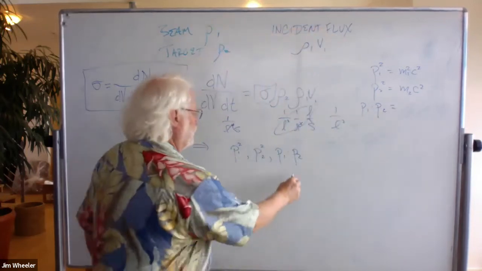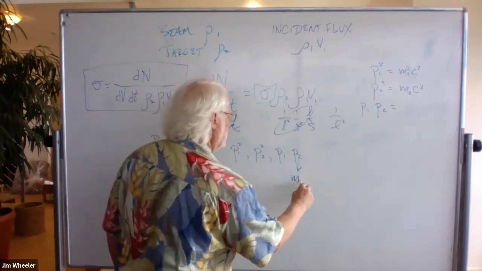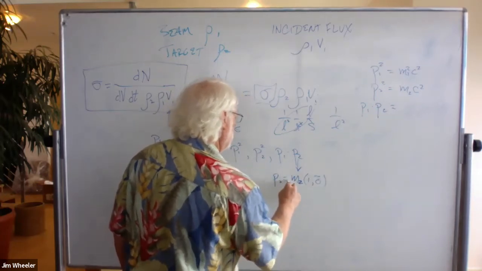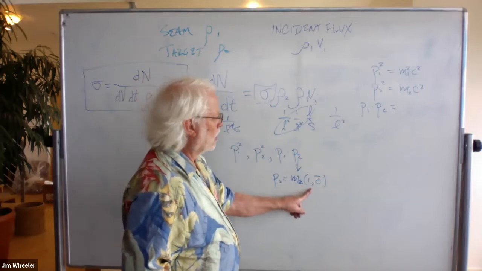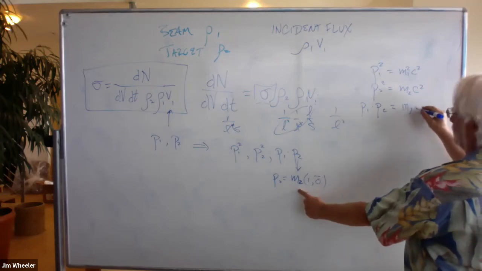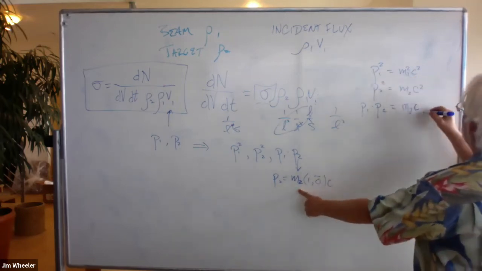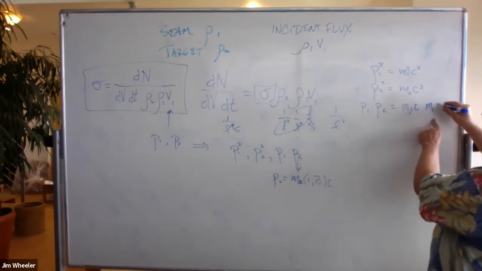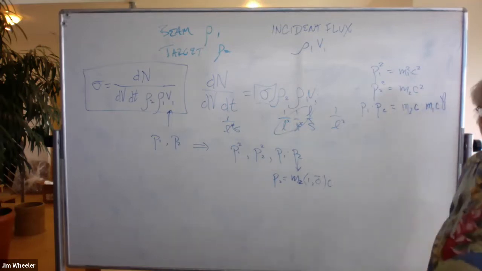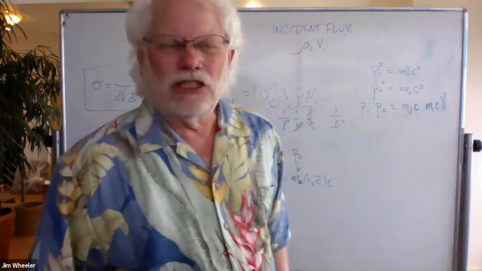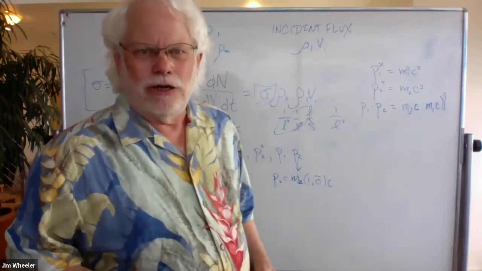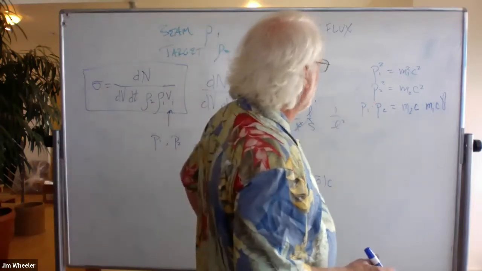Remembering that we're in the rest frame of P2, so P2 can be written as M2, 1, 0. So the dot product only picks out the time part. Well, that means that we get M2 times C, and then the time component of P1 is M1 times C times gamma. And this is just what we need because gamma is a function of the velocity only. And we can find the magnitude of the velocity just by working with this expression.